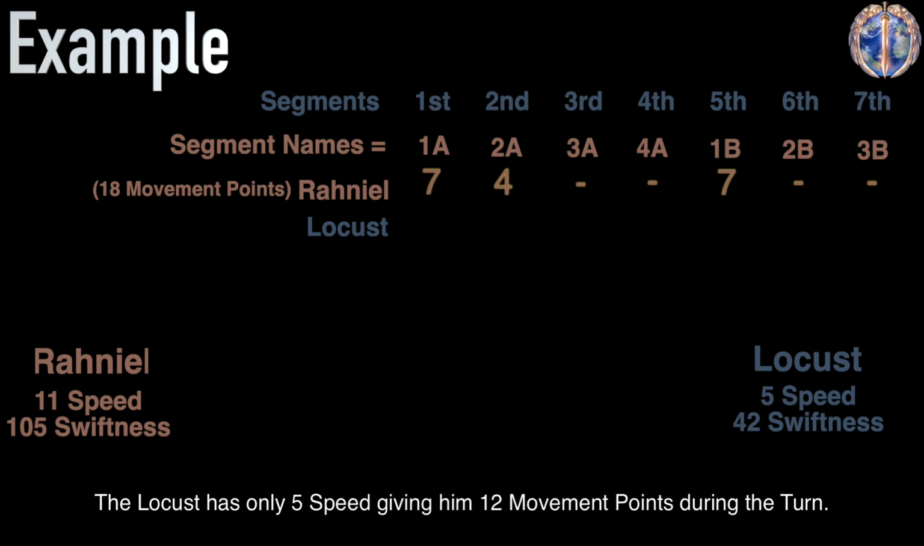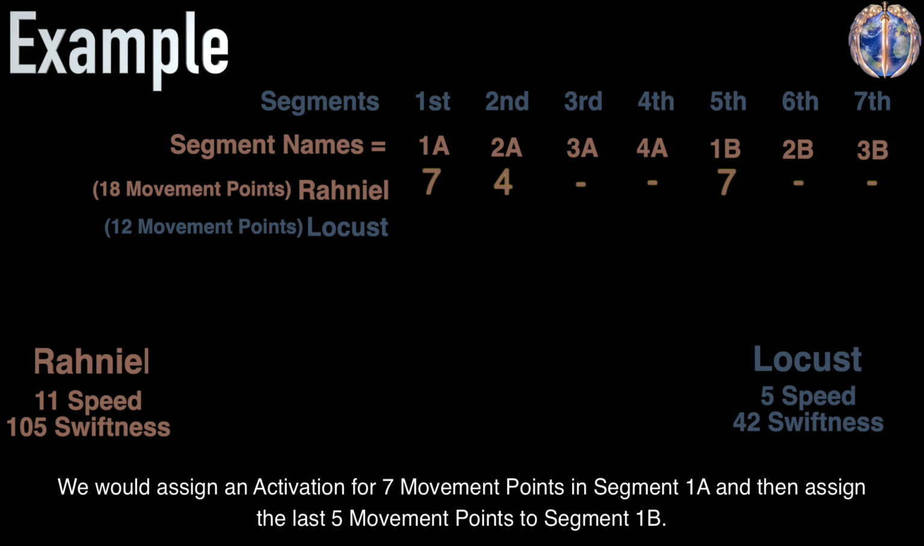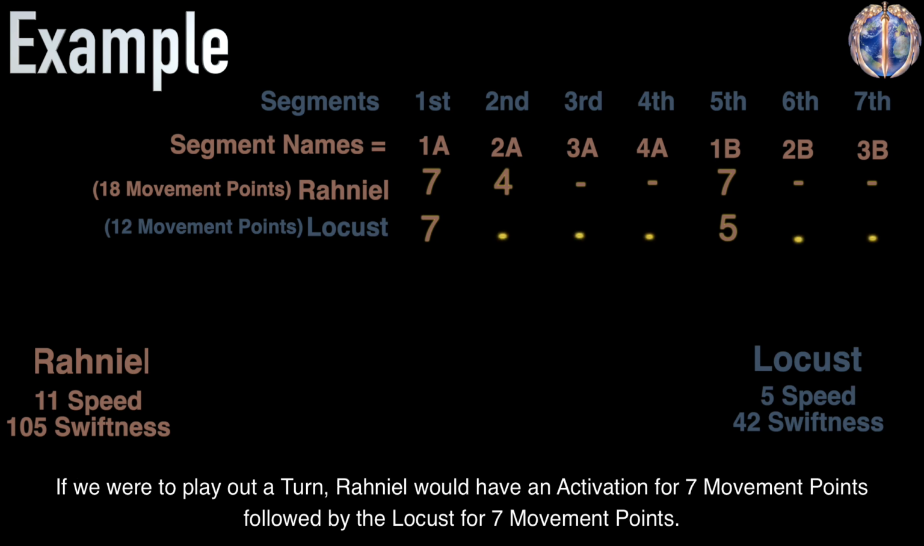The Locust has only 5 speed, giving him 12 movement points during the turn. We would assign an activation for 7 movement points in segment 1A, and then assign the last 5 movement points to segment 1B. If we were to play out a turn, Roniel would have an activation for 7 movement points, followed by the Locust for 7 movement points.